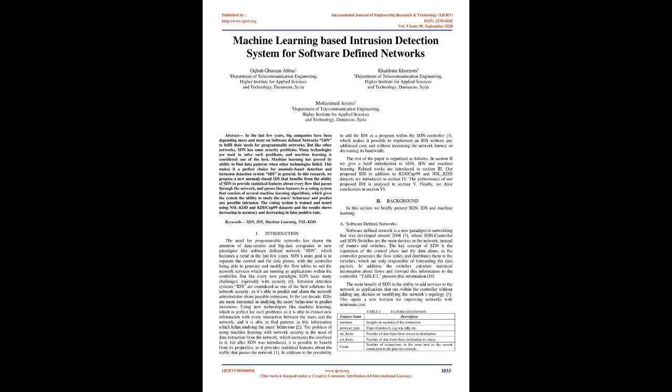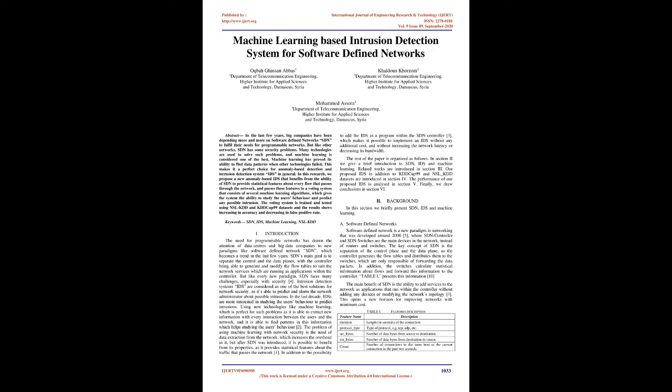The rest of the paper is organized as follows. In section 2 we give a brief introduction to SDN, IDS, and machine learning. Related works are introduced in section 3. Our proposed IDS in addition to KDDCup99 and NSL-KDD datasets are introduced in section 4. The performance of our proposed IDS is analyzed in section 5. Finally, we draw conclusions in section 6.